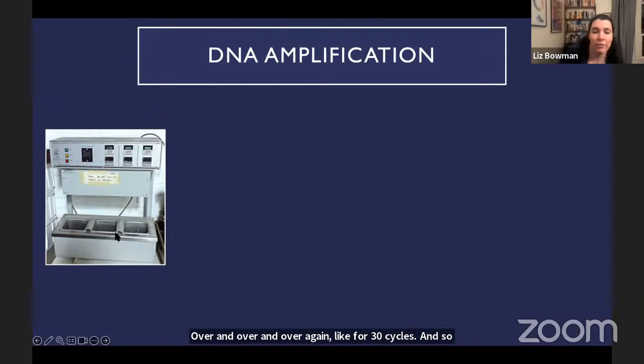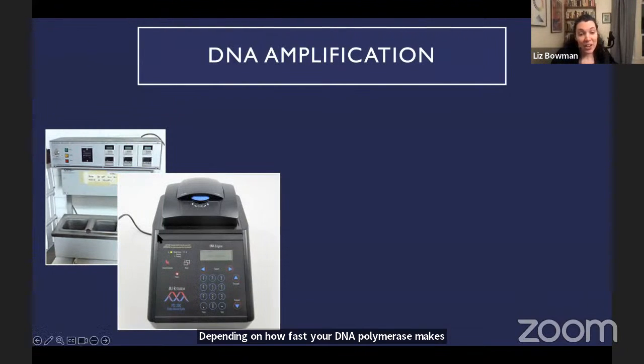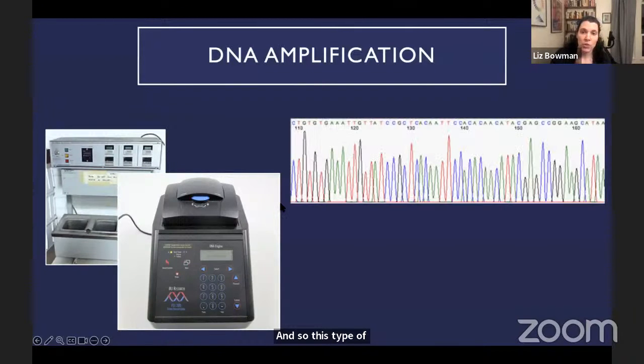So you'd be standing here for an hour or two, depending on how fast your DNA polymerase makes copies. So not much fun. So when a thermocycler was introduced, where it does it automatically, it made things a lot easier and a lot faster. And so this type of PCR is commonly used for Sanger sequencing, which is really the first generation of sequencing. If you hear people talk about first generation, next generation, this is the first generation of sequencing.